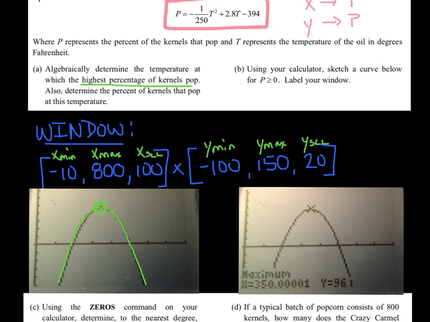So here's my picture, and by the time you hit enter 3 times, right? You did a left edge somewhere around here, and then a right edge here, and then you guessed up here, and after you hit enter that 3rd time, you see the word maximum in the lower left-hand corner, and 350 is your x. Now remember, x represents your temperature, so we would say when the temperature is 350 degrees, you're going to get your highest percentage of kernels popped. In fact, 96% of your kernels are going to pop.